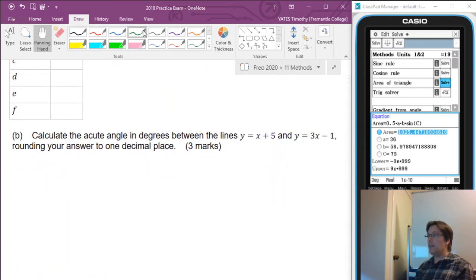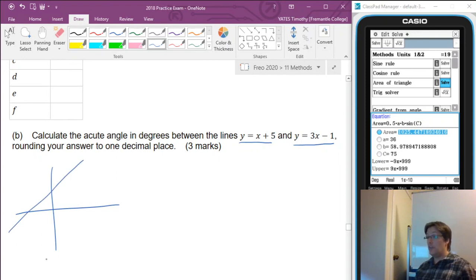Next up, calculate the acute angle in degrees between these lines. Y equals x plus 5, y equals 3x plus 1, 3x minus 1, rounding your answer to 1 decimal place. So these are going to be 2 lines. One has a gradient of 1, the other has a gradient of 3. And so that's a rough diagram. It doesn't matter exactly where the y-intercepts are, because the angle is going to be exactly the same no matter what.